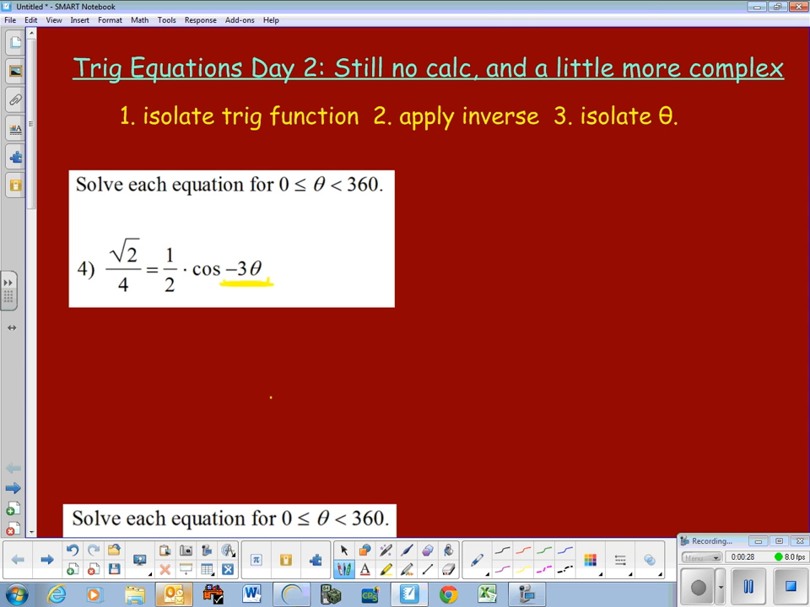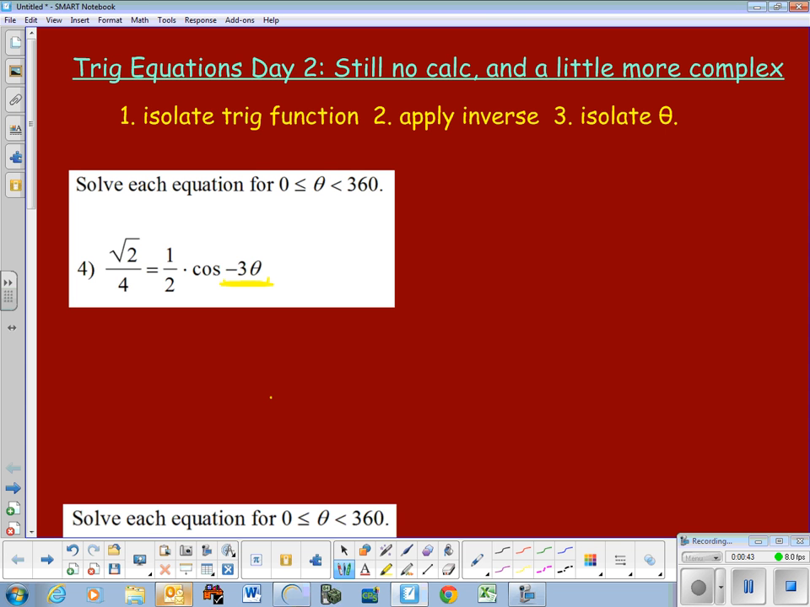What we're going to do is isolate the trig function. That's what we did last time. Then we're going to apply the inverse, which we also did, but then we're going to isolate the, in this case, theta, or whatever variable is in that question. So I'll show you how that works.